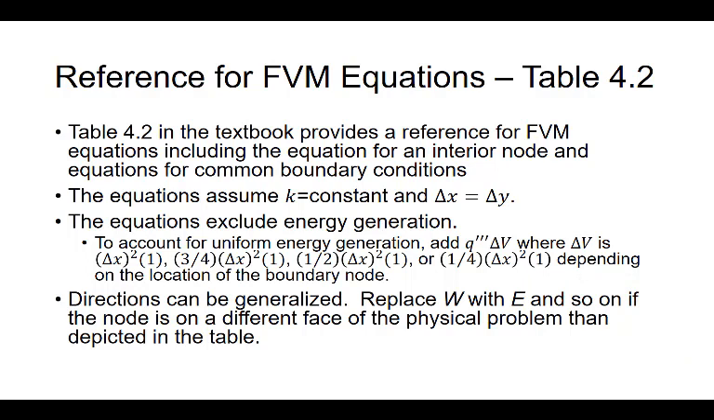One can account for energy generation by simply adding q triple prime times delta V, where delta V is one of the following conditions, depending on the location of the boundary node. For an interior node, delta V is delta x squared times 1. For an interior corner, 3/4 delta x squared times 1. For a boundary node on the face, 1/2. And for a corner, 1/4.